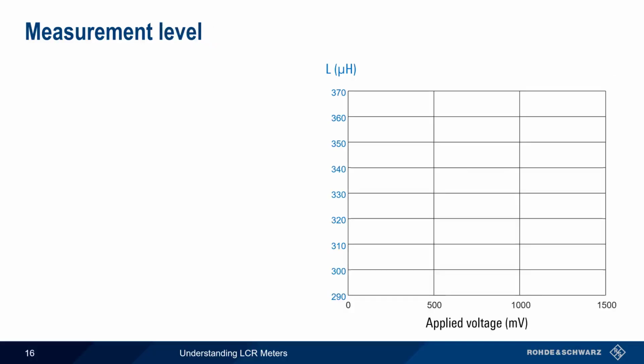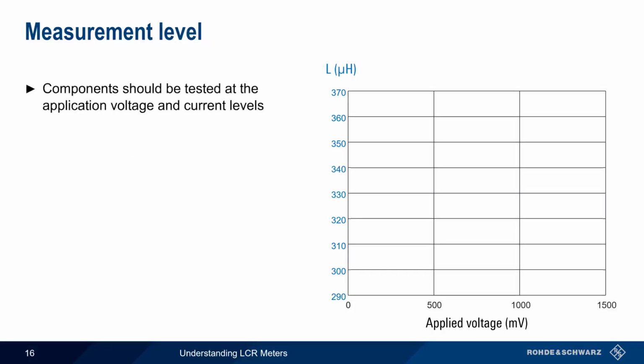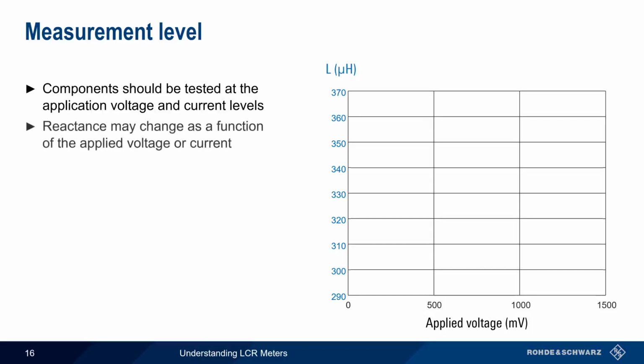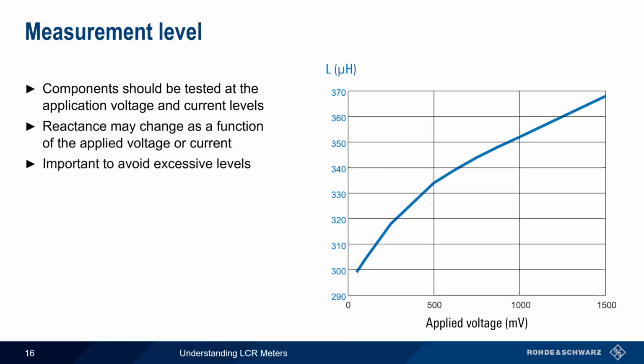Equally important is the level used in making measurements. Just as in the case of frequency, components should be tested at the voltage and/or current levels normally encountered in the intended application. This is because, in many cases, the reactance of a component may change depending on the level of voltage or current applied to it. It's also important to avoid excessive signal levels, since these can damage or destroy the component under test.